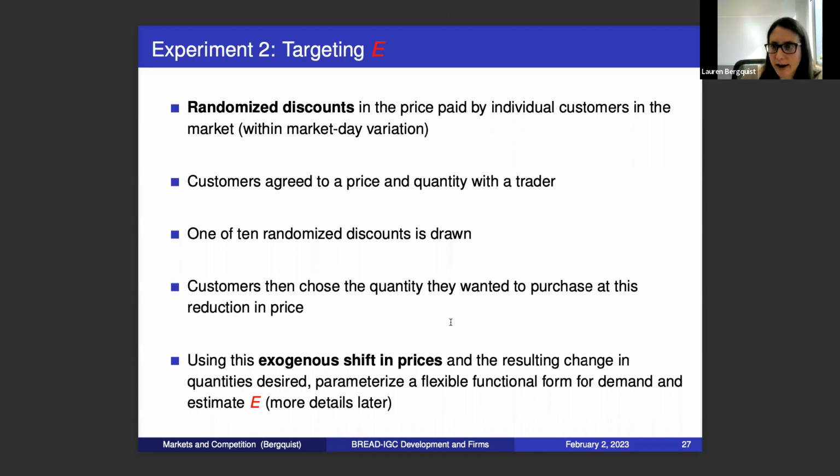The second experiment is the demand experiment. Here we offered randomized discounts in the prices that are paid by individual consumers in the market. So here's how it works. Consumers would agree to a price and quantity with a trader. Then after that, we would have them draw one of 10 randomized discounts. We then allowed customers to choose the quantity they wanted to purchase at that reduction in price. And that's going to give us an exogenous shift in price and the resulting change in quantities. That's going to allow us to parameterize a pretty flexible functional form for demand and estimate that curvature term, that E term. I'll give you more details on that exact estimation in a bit.